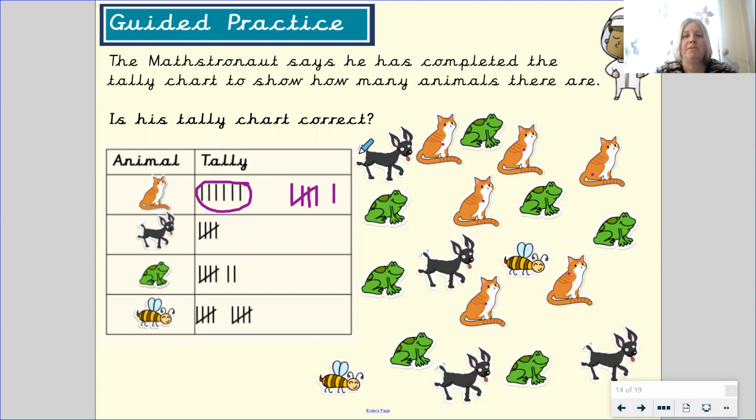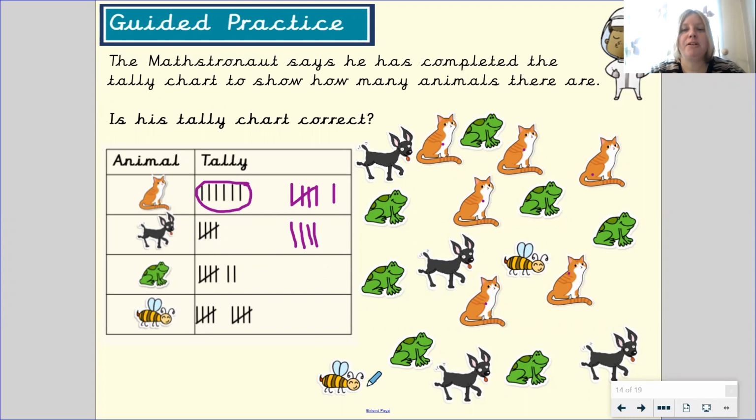Let's look at our next animal. 1, 2, 3, 4. How many has the astronaut shown us? He's shown us 5. Can you draw on your whiteboard or piece of paper how we should represent 4 on our tally chart? Let's see. 1, 2, 3, 4. That's how he should have represented 4 on the tally chart.